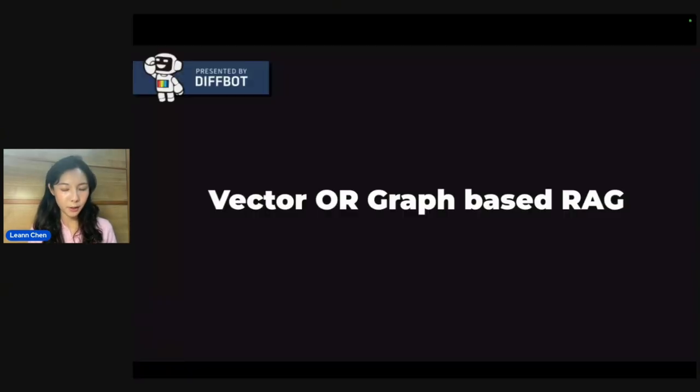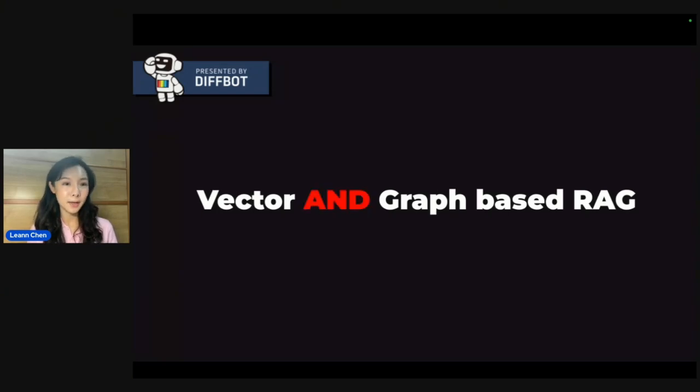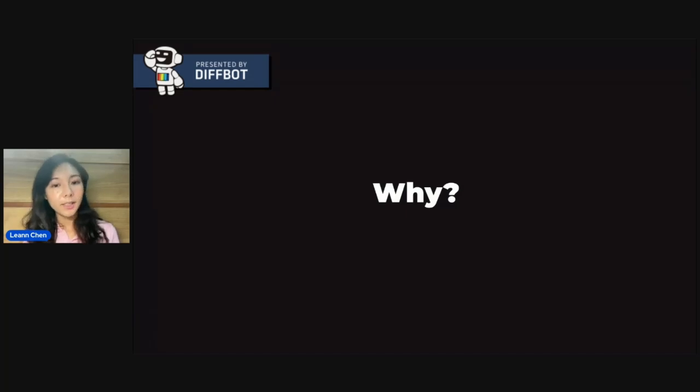Now we're on to our final question. Which is better, vector-based or graph-based RAG? Well, the answer is it's not an either-or question. We need both. And why both? Let's first look at some of the weaknesses if we decide to only use one technique in our RAG system.